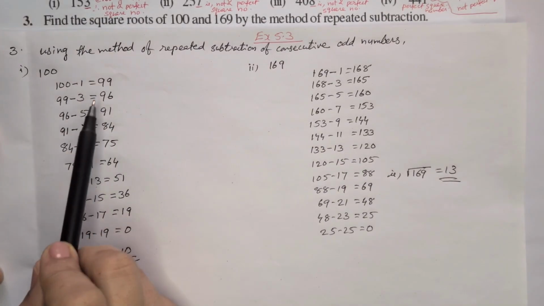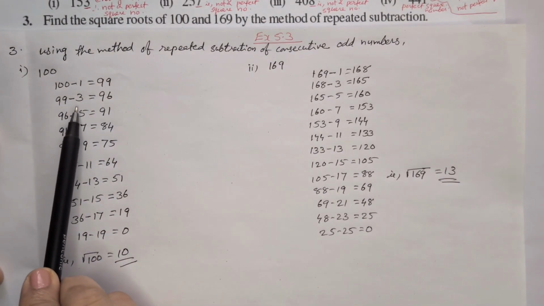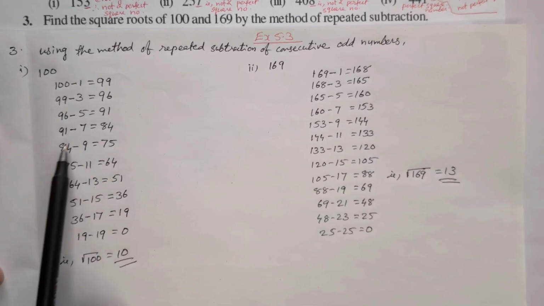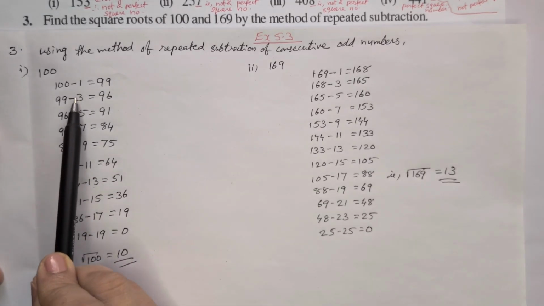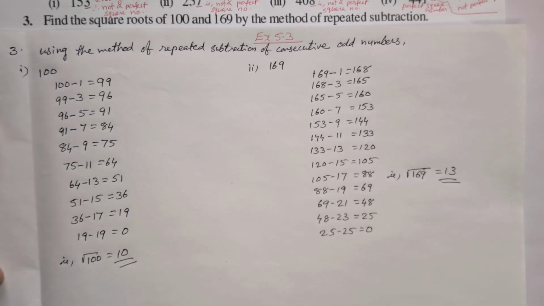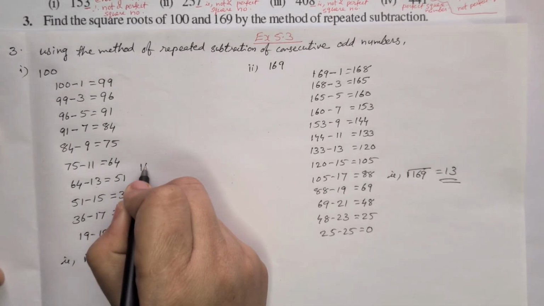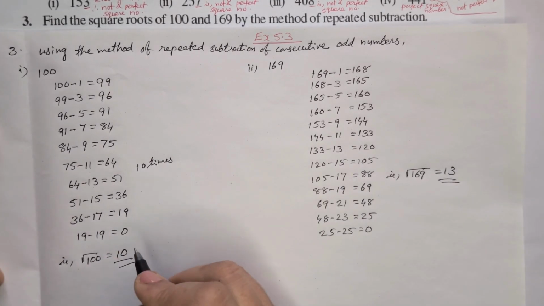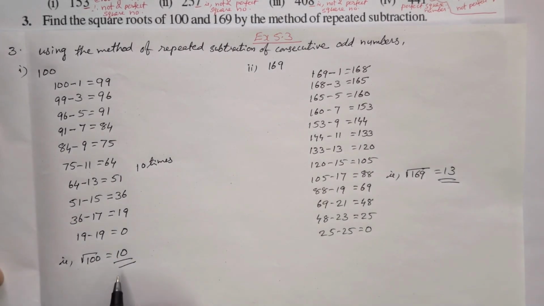Here, 100 minus 1, 99. Then we have to subtract from that 99, 3, 96, minus 5, 91. So all the odd numbers in order, 1, 3, 5, 7, 9 etc. till getting 0. Here we can see 10 times repeatedly subtracted, 10 times. Repetition is done. So we can write root of 100 is equal to 10.